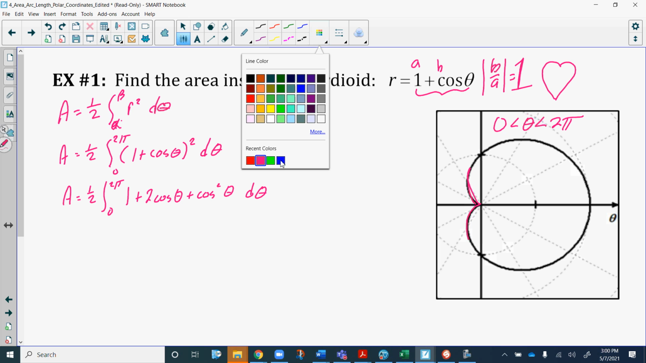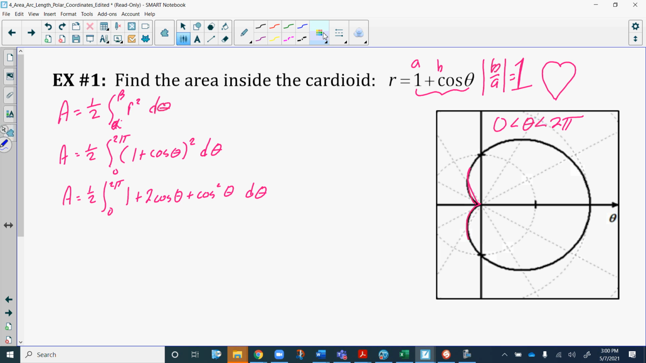Now, one of the things that I'm hoping we're going to start recognizing, and this is part of the reason why I want to make sure that I do this one without a calculator, is the cosine squared of theta. This is one of our power reducing formulas.